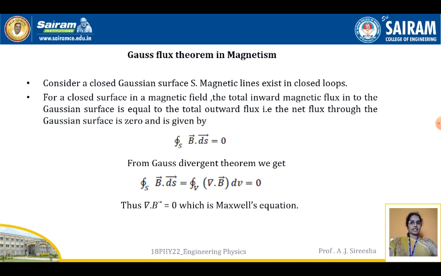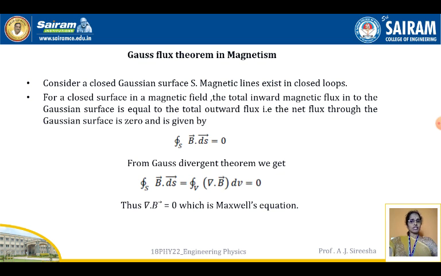What exactly this says is, in the Gauss flux theorem in magnetism, if you consider a Gaussian surface, the magnetic lines exist in loops. We know that they start from the north pole and end at the south pole. They will be in loops. So for any closed surface in a magnetic field, the total inward flux into the Gaussian surface is equal to the outward flux. That means the net flux through the Gaussian surface is 0. Therefore, integral of B dot dS is equal to 0.